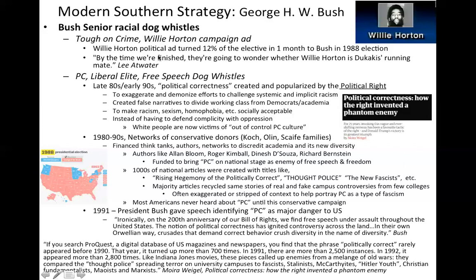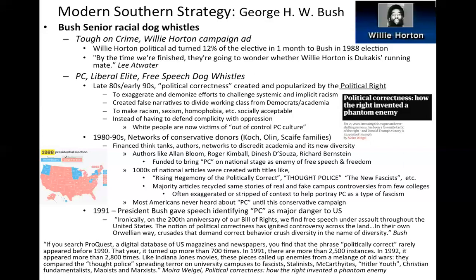And the Willie Horton political ad turned 12% of voters, basically Bush won 12% of voters in one month with this ad. So Lee Atwater, who was working with Bush and organized this whole campaign, said by the time we finished, they're going to wonder whether Willie Horton is Dukakis' running mate. So the whole point was to scare white people by making them think that Dukakis and Black criminals are all on the same team.